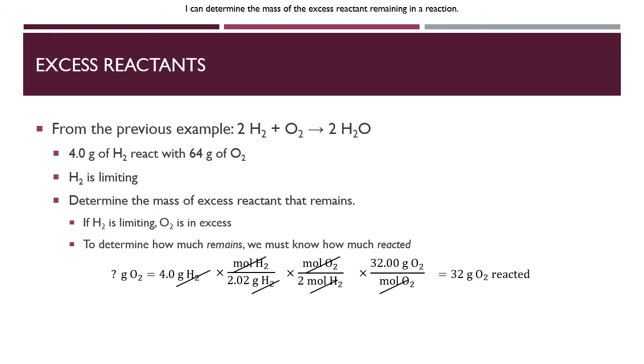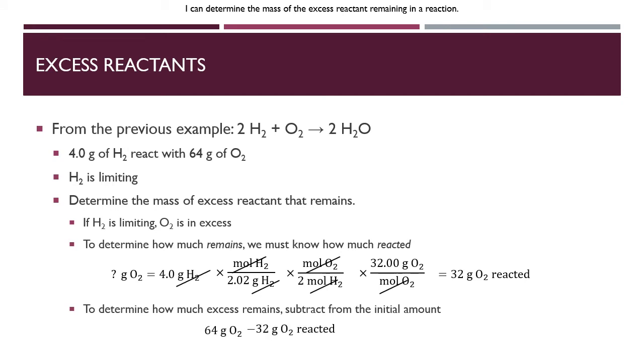If I want to figure out how much is left over, I now have to subtract that from the initial amount. Now, yes, in this case, we do end up with the same number. That's just happenstance here. We had 64 grams of oxygen at the start, 32 grams reacted, so I will be left over with 32 grams at the end. Again, this is a very rare circumstance. Typically, this would not happen because typically we don't react exactly half of any excess reactant.